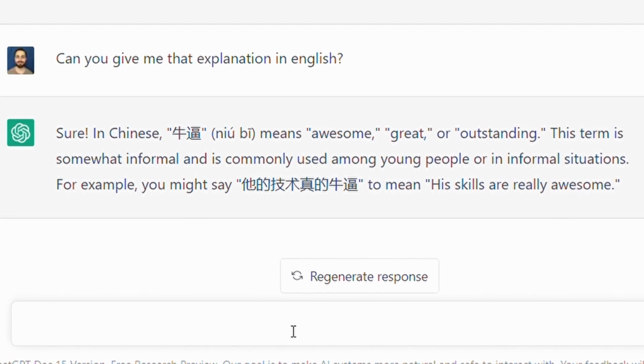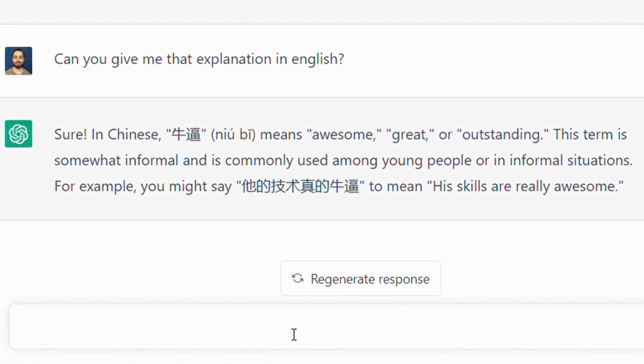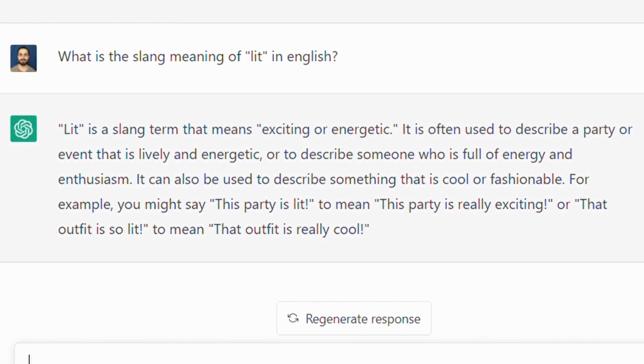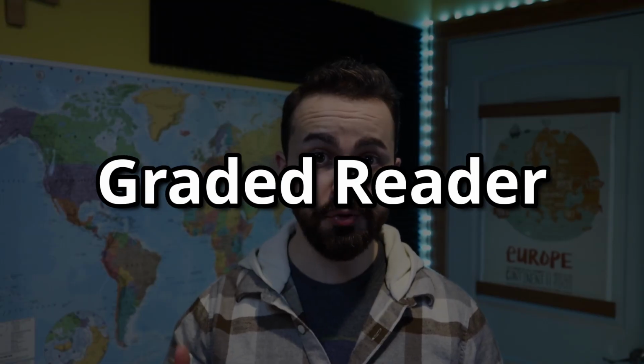I also tested how accurate the descriptions were for slang words as well. I asked it to define the Mandarin slang niubi, as well as the English slang lit, and received fairly satisfactory results for both. Number 3, using it as a graded reader.